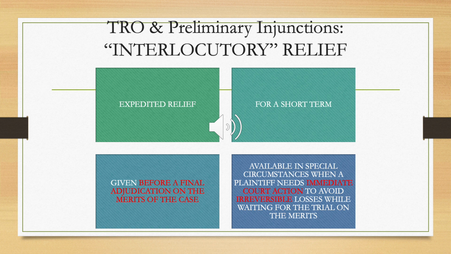Again, it is interlocutory in that it is given before a final adjudication on the merits of the case. And finally, I'll say that what distinguishes these types of injunctions from permanent injunctions is that they really are available in only special circumstances when a plaintiff needs immediate court action to avoid irreversible losses while waiting for the trial on the merits.